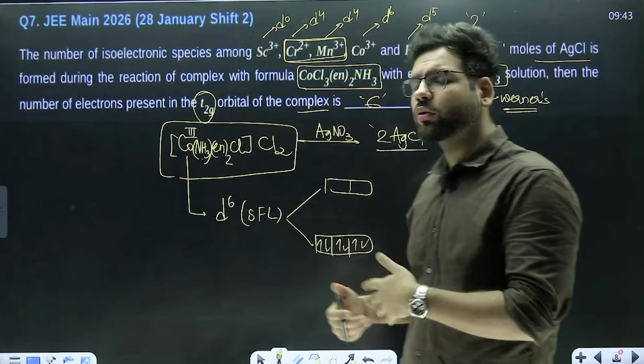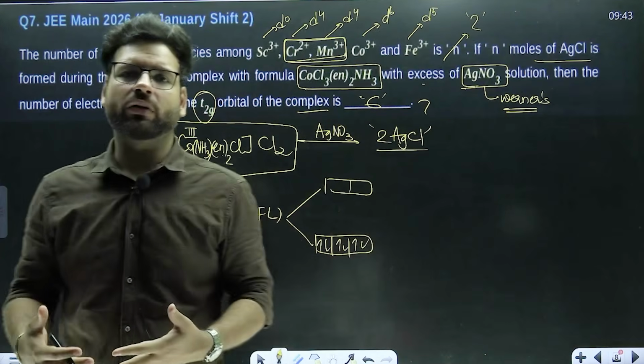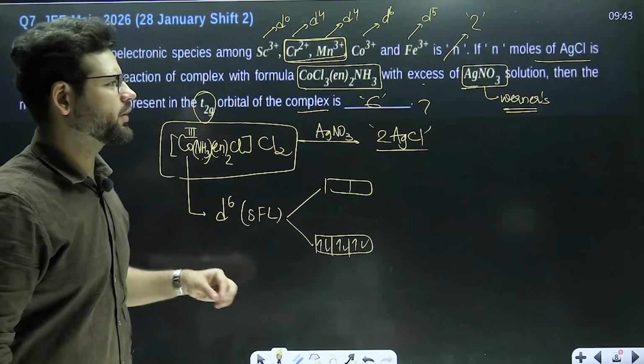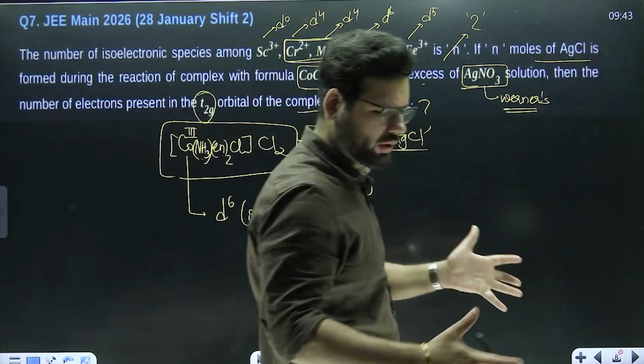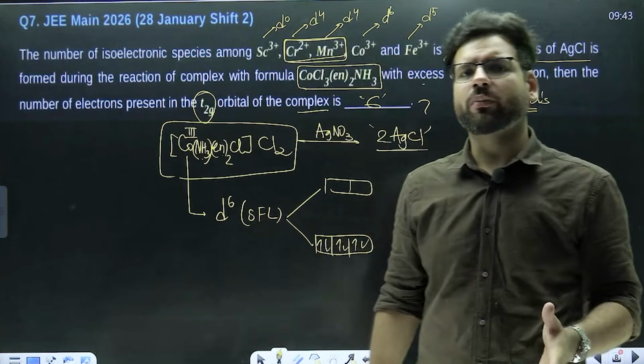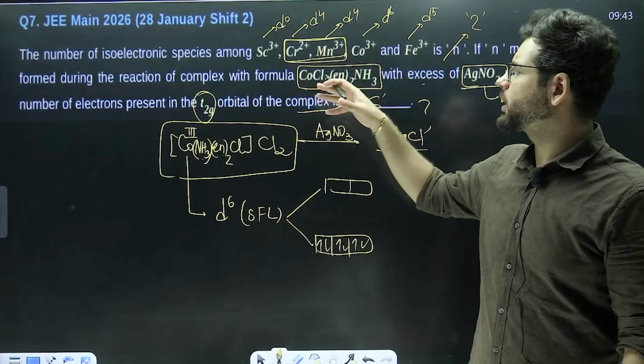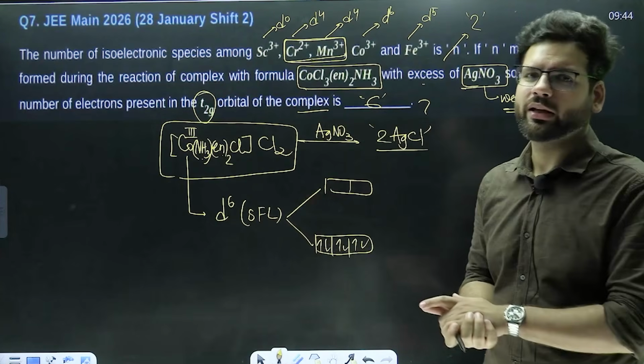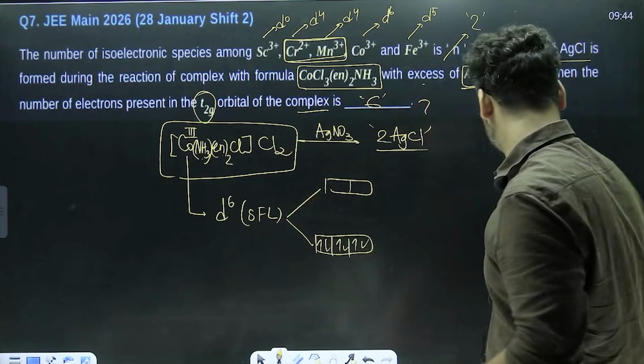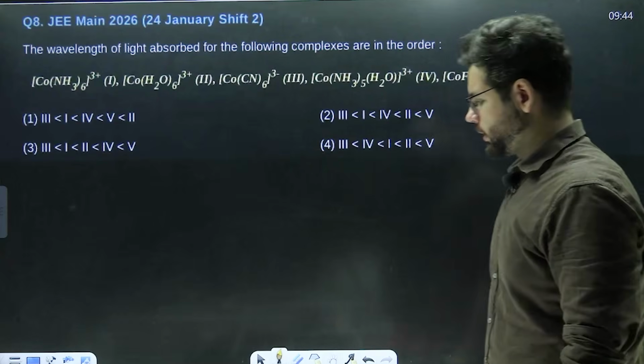So again, a very good question. These are a little bit challenging questions where you have to read carefully. They have mixed concepts together: CFT, isoelectronic nature, and Werner. Three concepts are there in this particular question. Right. Moving on to the next one.